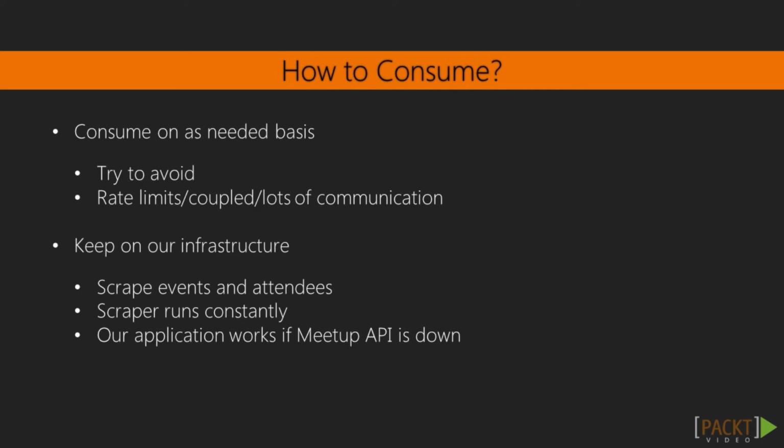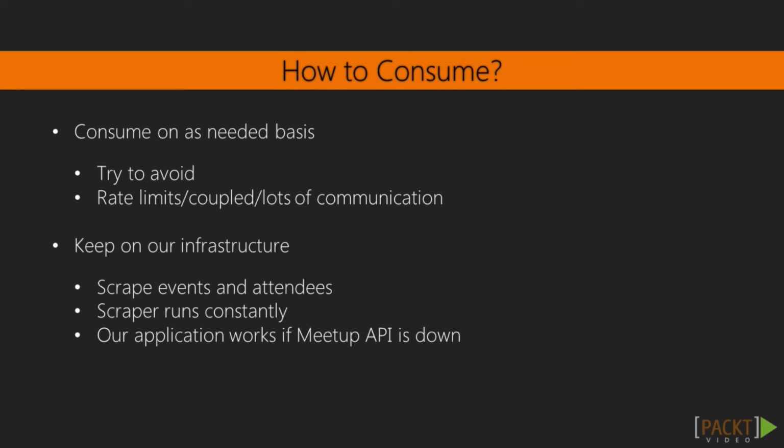When your application is built on top of another application, you will want to decide how you will consume their API. One of the choices would be to consume it on an as-needed basis. You will want to avoid this most of the time, as this couples your application and can lead to lots of problems. You can hit rate limits. Your application won't work if their application stopped working. It will require a lot of communication with the API.